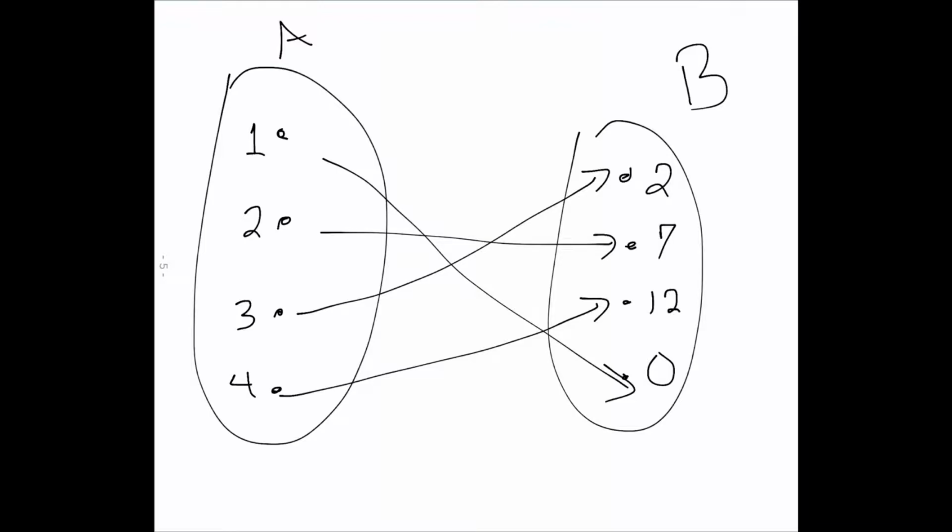This is another way to represent a function called an arrow diagram. The first column has all of my values of x, the second one has all my values of f of x, and the arrows just correspond to what the rule says. In this case, f of 1 would be 0, f of 2 is 7, f of 3 is 2, and f of 4 is 12.